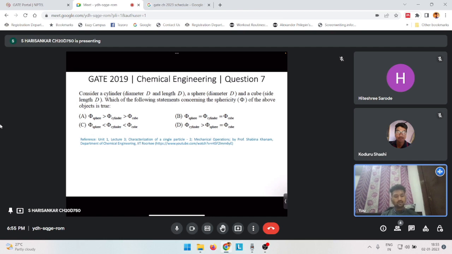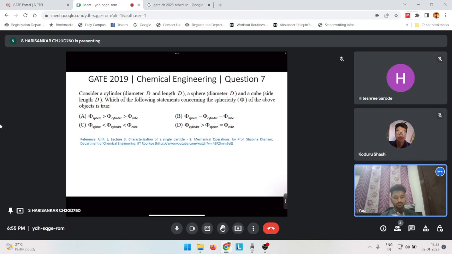This is a question from GATE 2019, GATE Chemical Engineering, question number 7. Consider a cylinder of diameter d and length d, a sphere of diameter d, and a cube of length d. Which of the following statements concerning the sphericity phi of the above objects is true? And the four options are given as below.